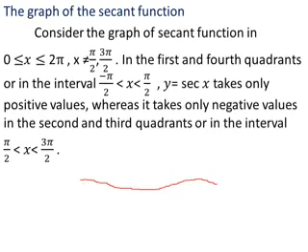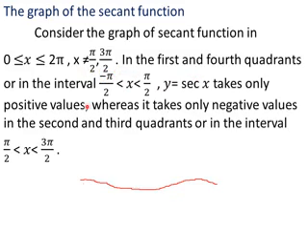The graph of secant function. Consider the graph of secant function in the interval 0 to 2 pi, where x is not equal to pi by 2, 3 pi by 2. Why we are taking it like this is, in the domain we saw R difference (2n plus 1) into pi by 2. So we should remove odd multiples of pi by 2. So we took only pi by 2 and 3 pi by 2 here.